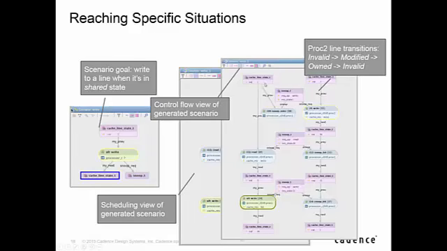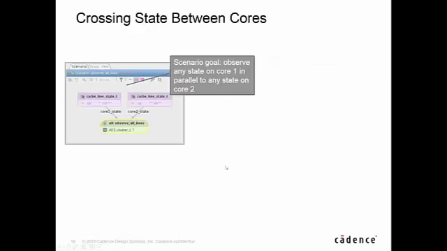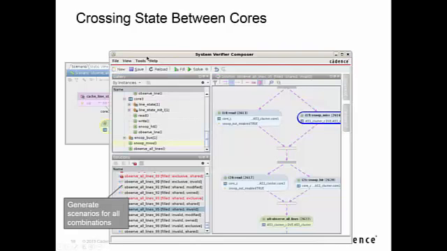So you'll see the shared state here, or the invalid state, moving through the different state transitions. Similarly, we can do a scenario goal to observe any state from core 1 in parallel to any state in core 2, solve that, and now you get a view of the solution, coming up with many solutions.